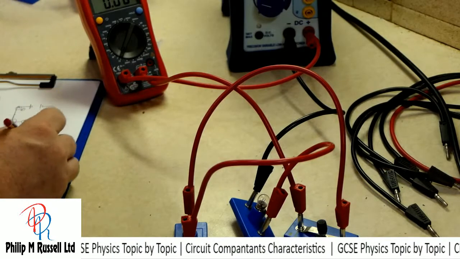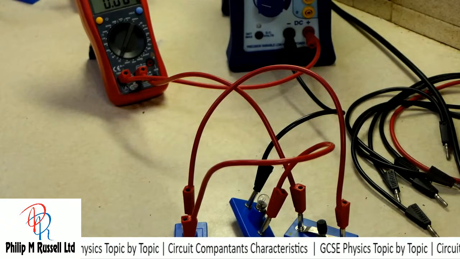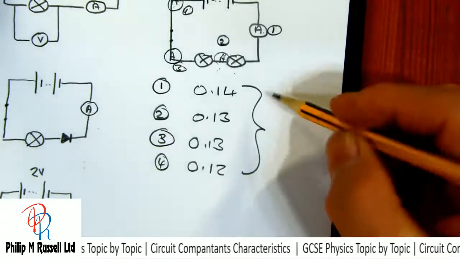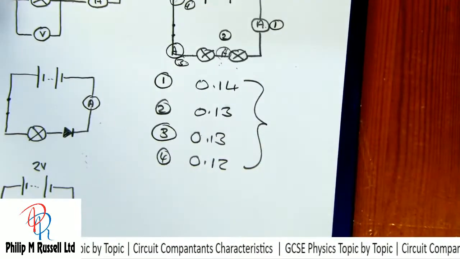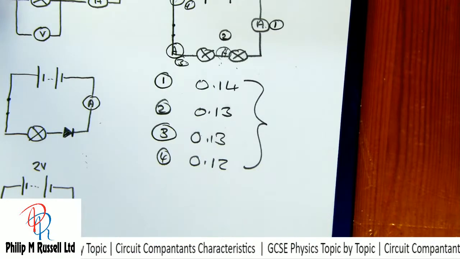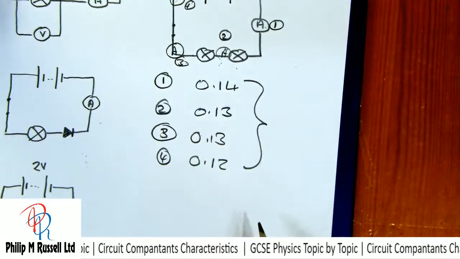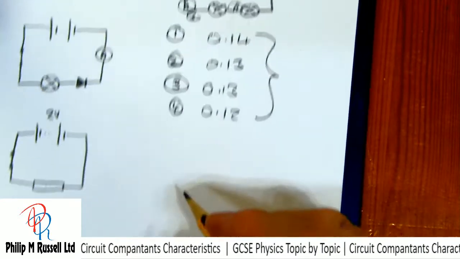Because what I would expect, but blatantly what I'm not seeing, is that all those values should be the same current. What I should be seeing is that the current is different. Let's put a voltmeter in here and see what happens.